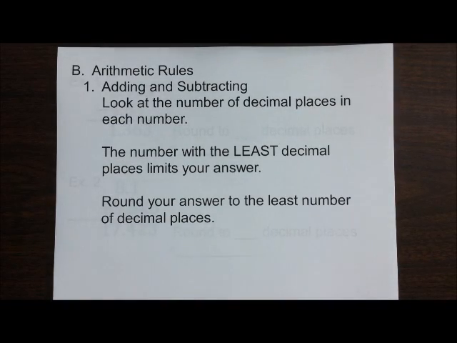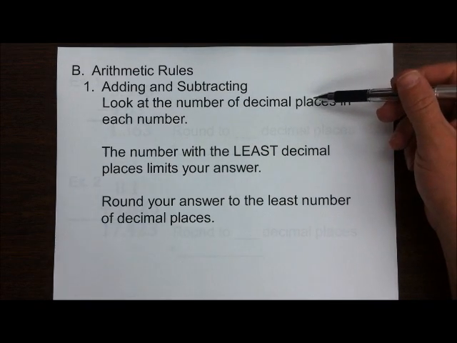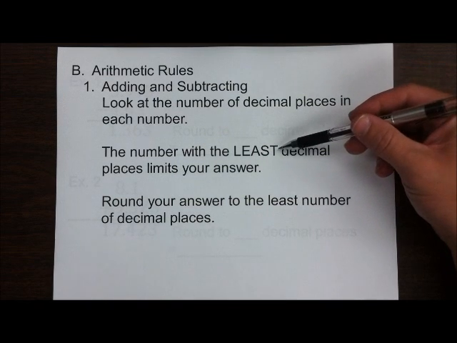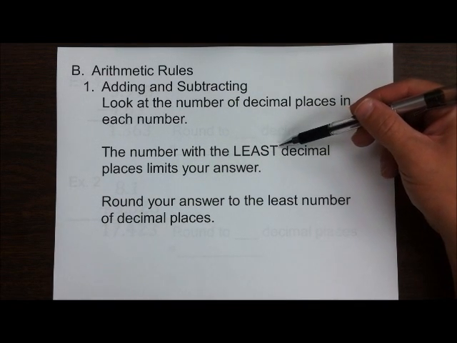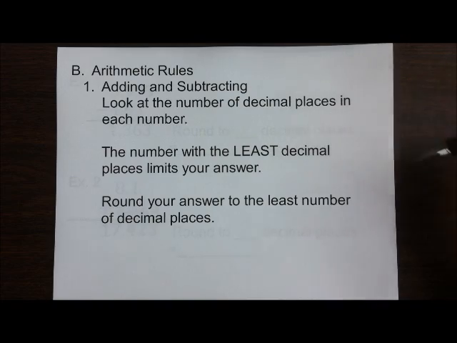This is arithmetic rules with sig figs. First off, adding and subtracting numbers. You're going to look at the number of decimal places, and you're going to round to the least number of decimal places you have.